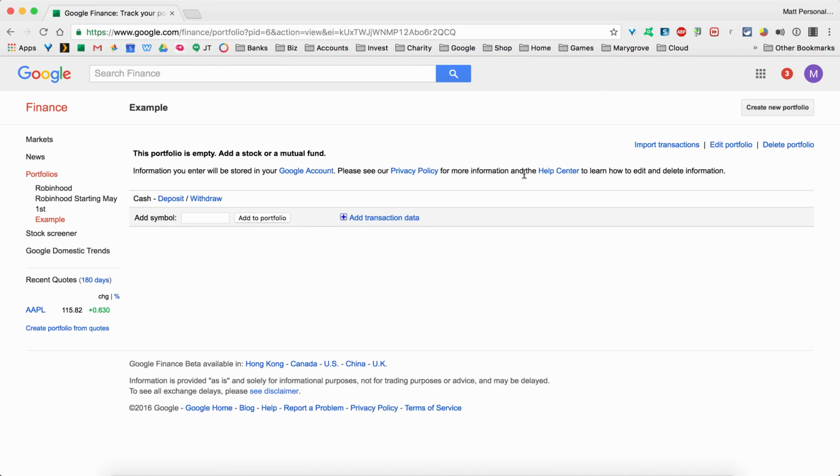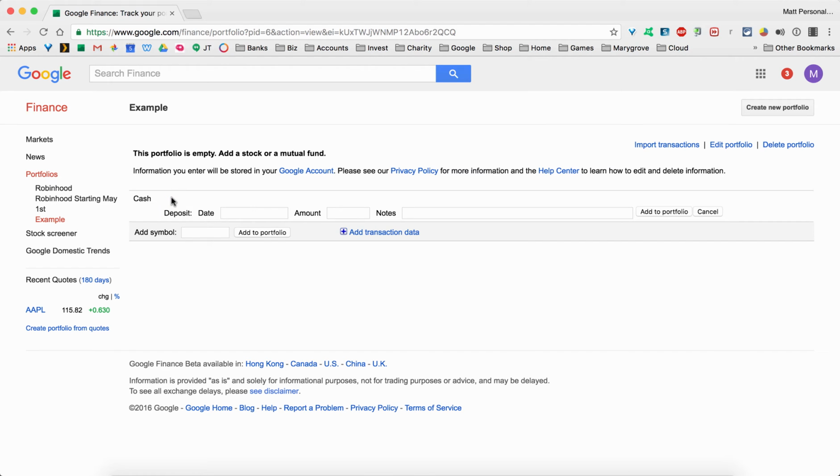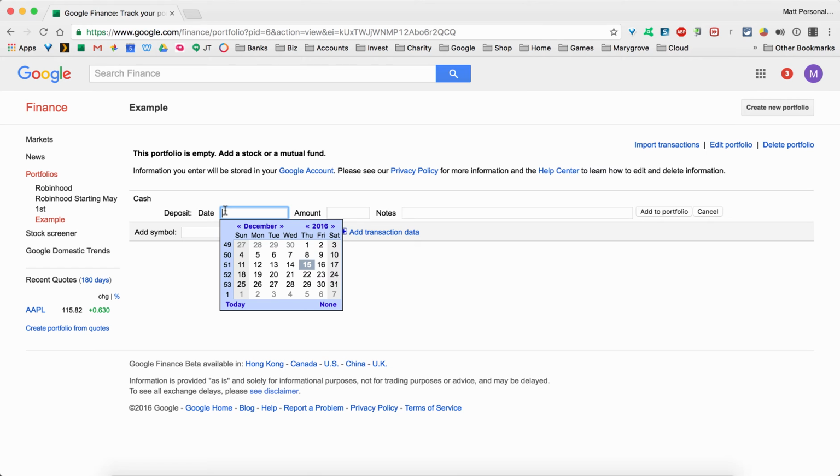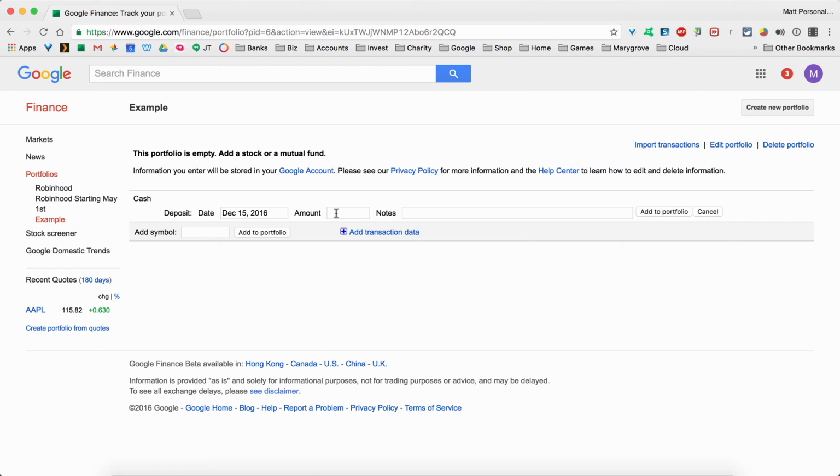Now, once you create that, you can deposit cash into your account, which is really cool in the fact that you're not really using real money. You're just pretending that you're adding cash. So today's the 15th. I'm going to add $100,000 to my portfolio.